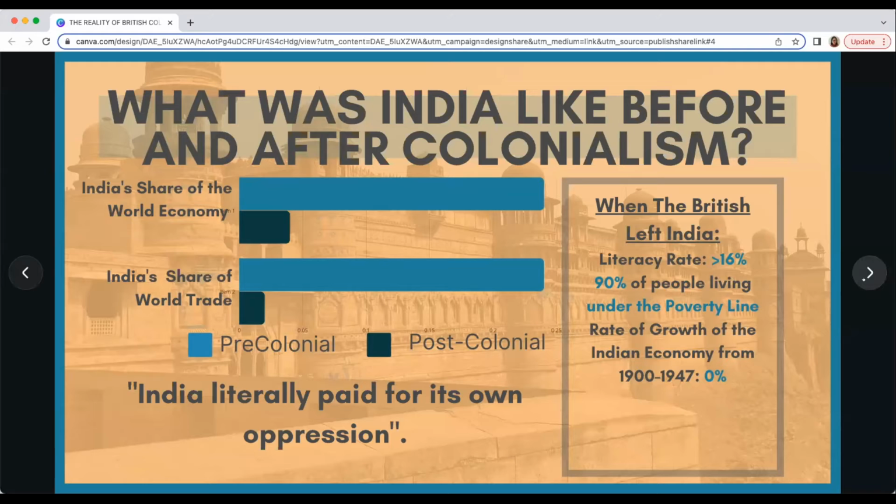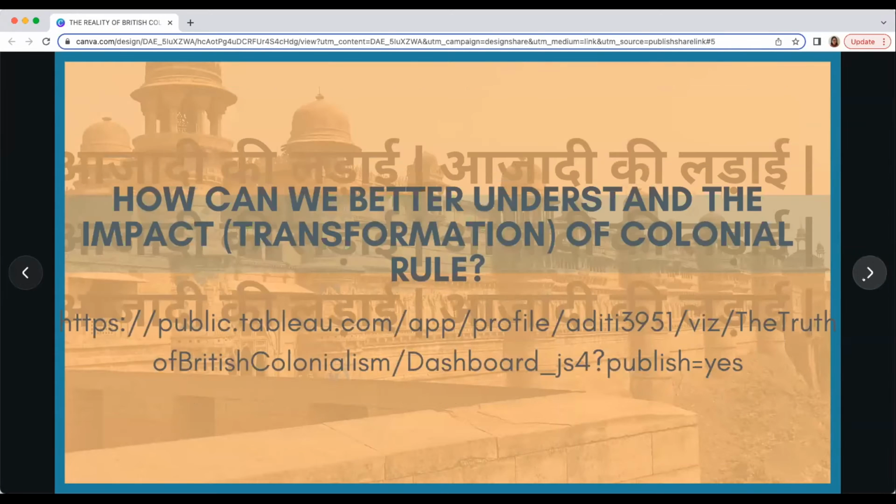So from here, we can go to the next slide, and this will explain the larger question of, when we don't look at India, but we look at all the different colonies, this paper aims to look at how we can better understand the impact or the transformation of colonial rule.